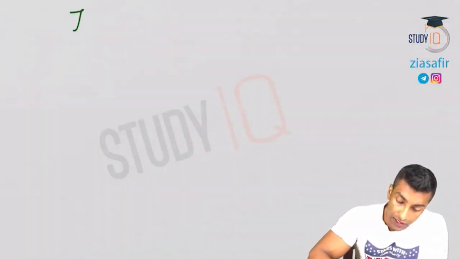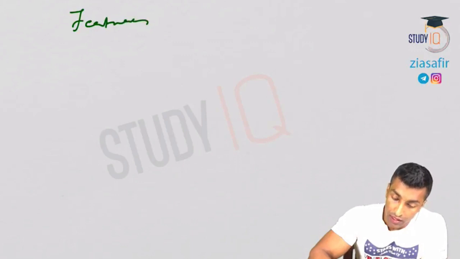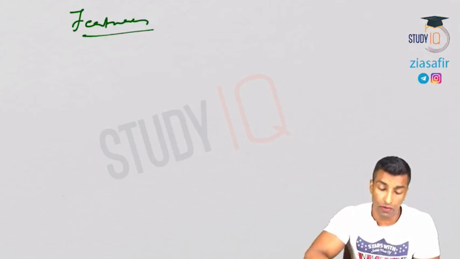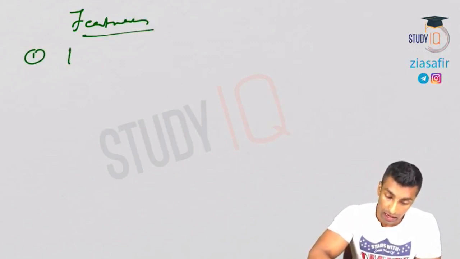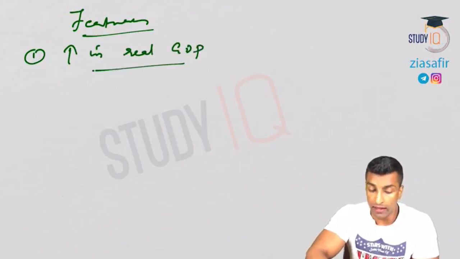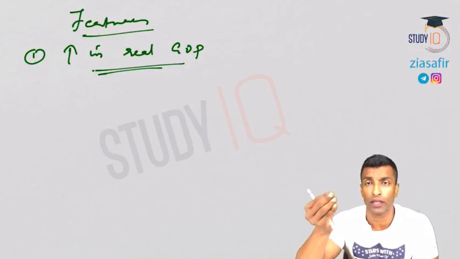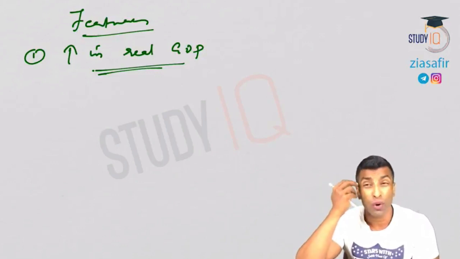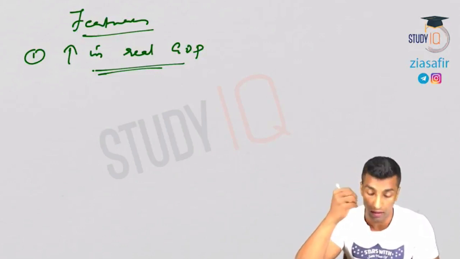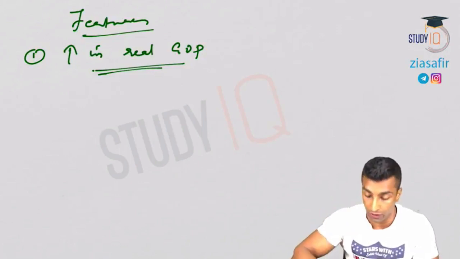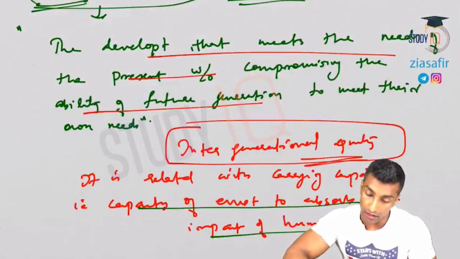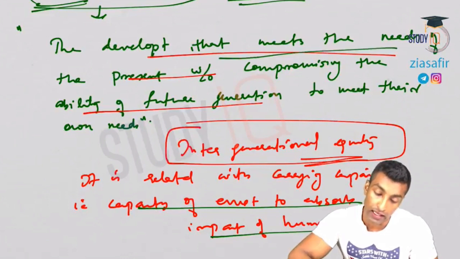Now, the features of sustainable development. What are the features? Mainly three features we have to discuss, such as increase in real GDP. See, there has to be development, there has to be production. Without production, it's not only about conserving the environment. There is a need of production. If you see here, that meets the needs of the present.